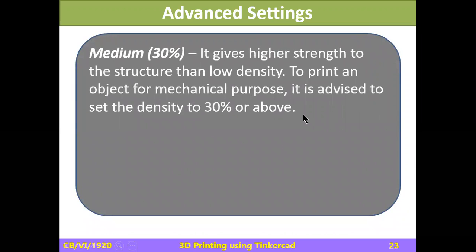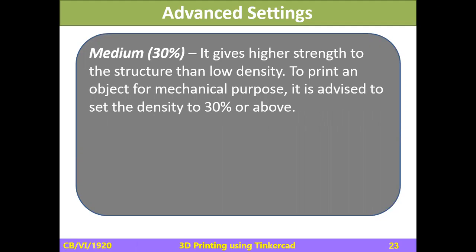Medium 30%. Low will be at 10%, medium at 30%. It gives the highest strength to the structure compared to low density. To print an object for a mechanical purpose, it is advised to set the density to 30% or above also. It's not that it stops at 30% only. It will go ahead of 30%.